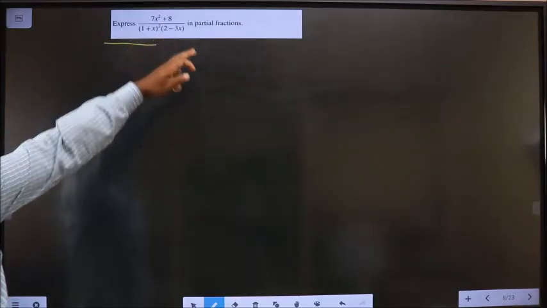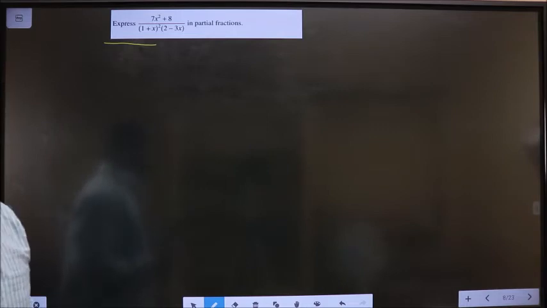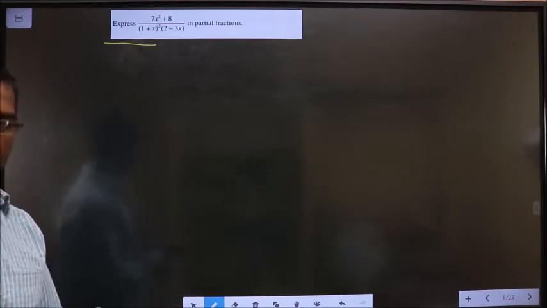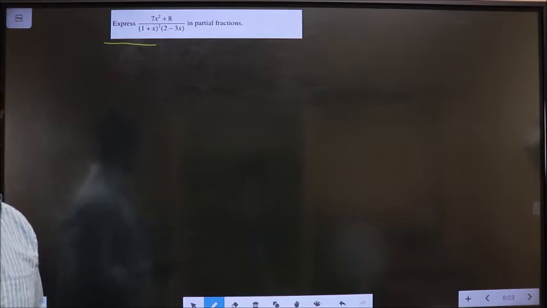Express this in partial fractions. Whenever you want to express into partial fractions, step 1, check whether it is a proper or improper fraction. See here, how do we check whether it's proper or improper?